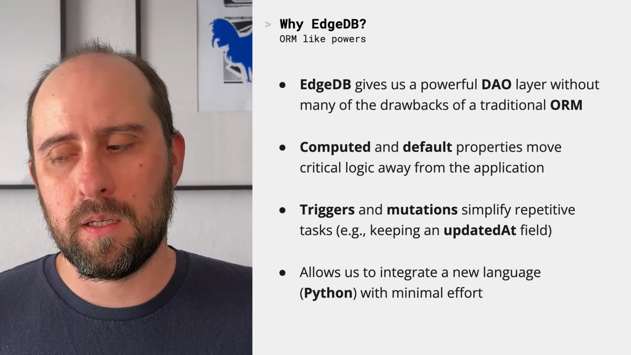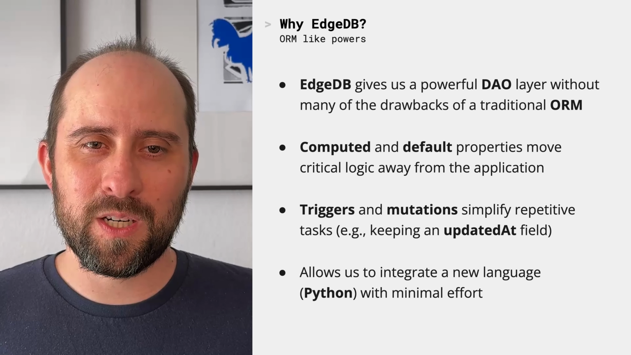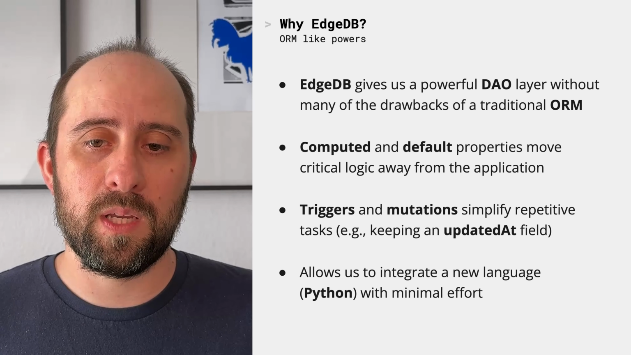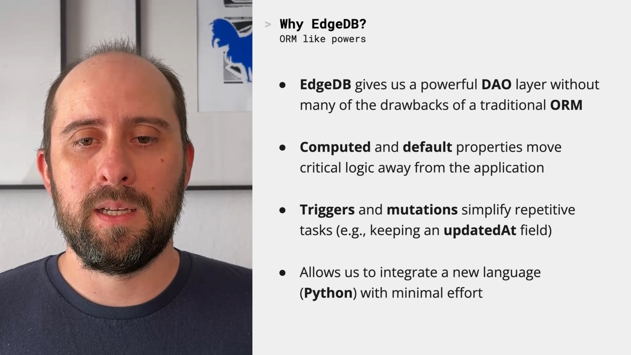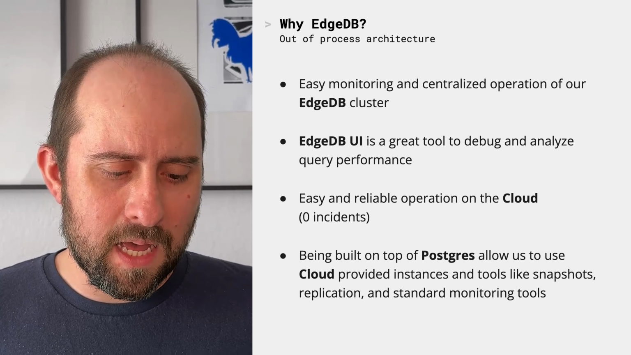And additionally, as we're thinking about the expansion of Dexa, having the ORM not written in the core language allows us to introduce a new language like Python with minimal effort, keeping a lot of the business logic that was defined in our schema still relevant. And with that, the approach of thinking about an out-of-process ORM makes it much easier for us to monitor and centralize our operations of the cluster, right?